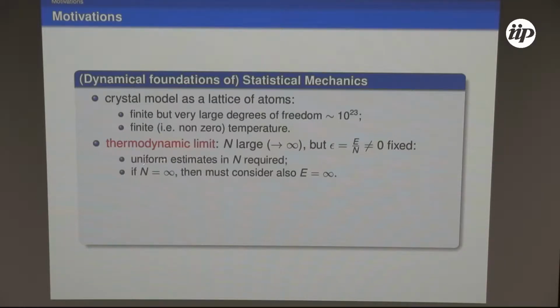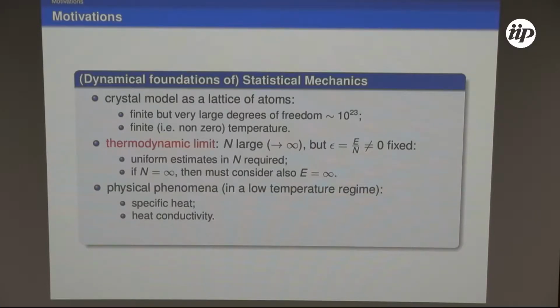We need, technically, we need uniform estimates in n in order to give a result which holds at the thermodynamic limit. As a comment, if one wants to directly go to n equal to infinity, then he has to put himself in spaces of infinite energies. And the physical phenomena we may be interested in are phenomena in a low temperature regime, like specific heat or heat conductivity. So this is the ultimate goal, and I have to say that we are not there now. It's a long way to get there, if we will be there sometime. Very important remark, in the spirit of this conference, we have a dynamical point of view, so the relevance of time scales.